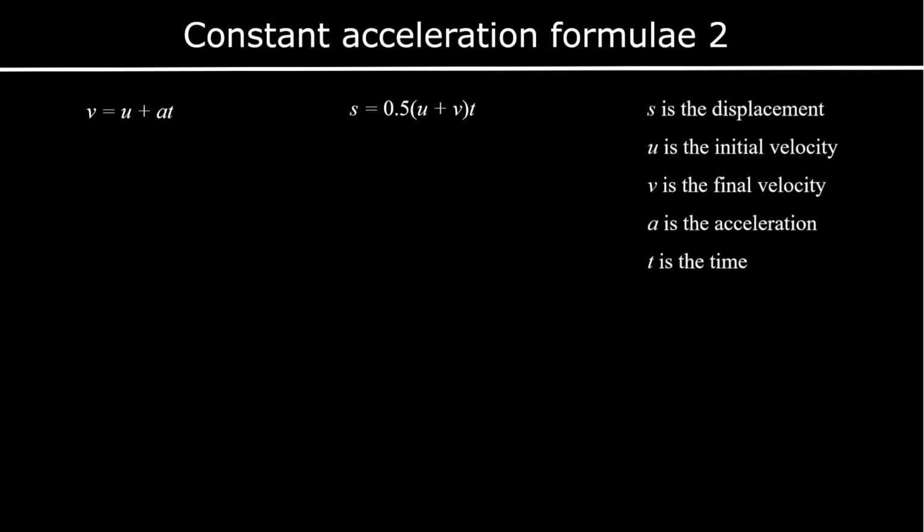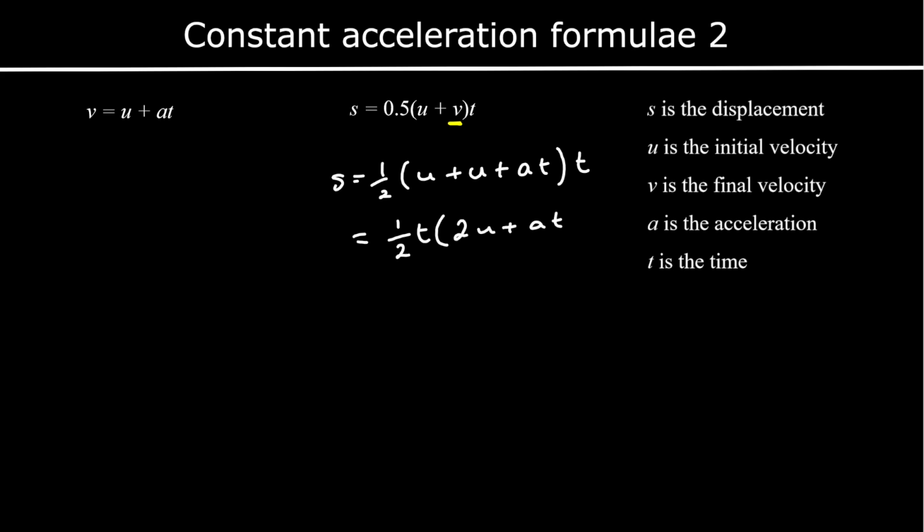So we've got v is equal to u plus at. We're going to substitute into our second formula, in for v, u plus at. So that becomes s is equal to half of u plus, and instead of v, I'm going to write u plus at, times t. So I'll write half t at the front, and then u plus u is 2u. So I've got half t times 2u plus at, and then just expand the brackets.